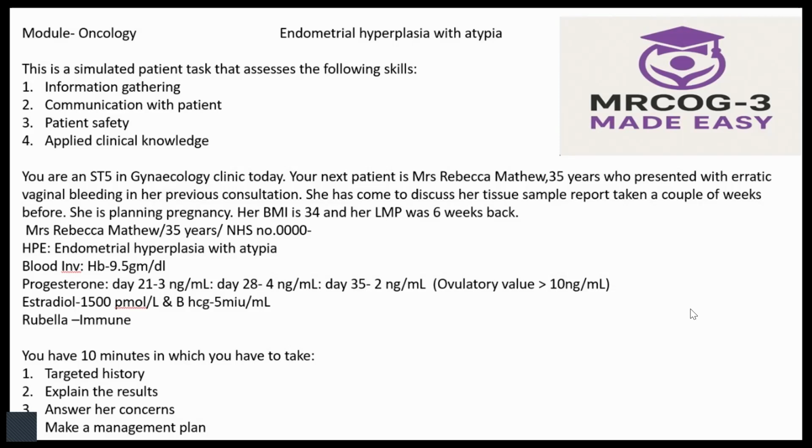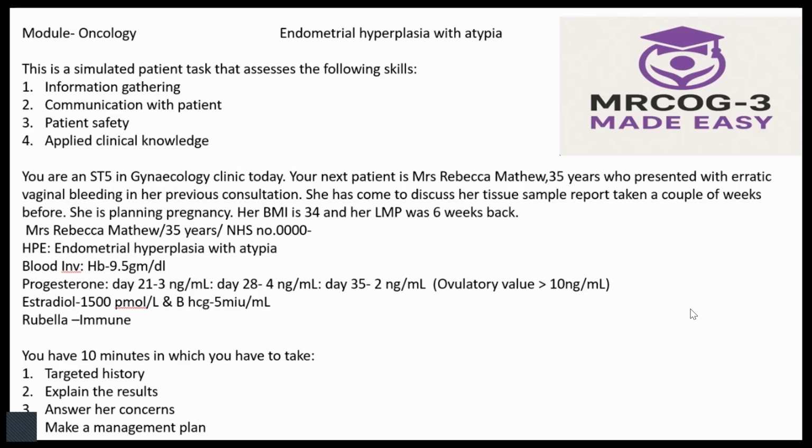So with this introduction, we may move on to the cases we will discuss today in oncology. One is endometrial hyperplasia with atypia, which is very commonly asked. The other case is cancer cervix, which I am going to discuss next. It is also equally important.